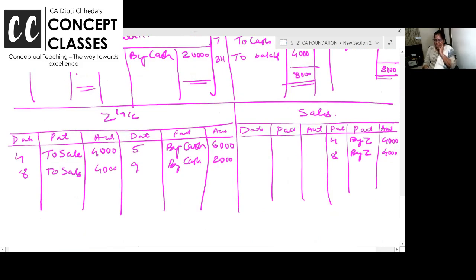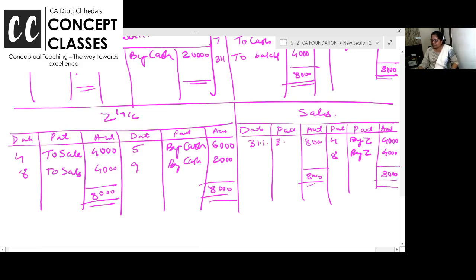Z's account. Superb. Z's account is tallying. We have sold him 8,000 and he has paid 8,000. Though first he paid 2,000 extra, then he paid 2,000 less, but then done. 8,000, 8,000. Okay. How many goods have I sold? 8,000. That also balance carried down.